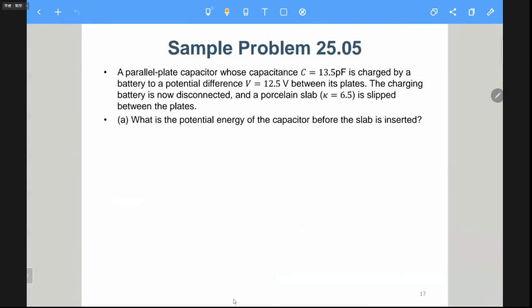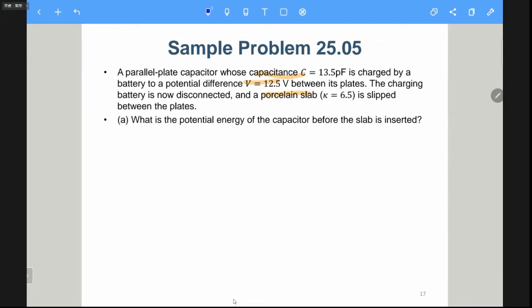Okay, so let's take a look at this sample problem. A parallel plate capacitor whose capacitance C is charged by a battery to potential difference V between its plates. The charging battery is now disconnected and a porcelain slab with kappa equals 6.5 is slipped between the plates. What is the potential energy of the capacitor before the slab is inserted?